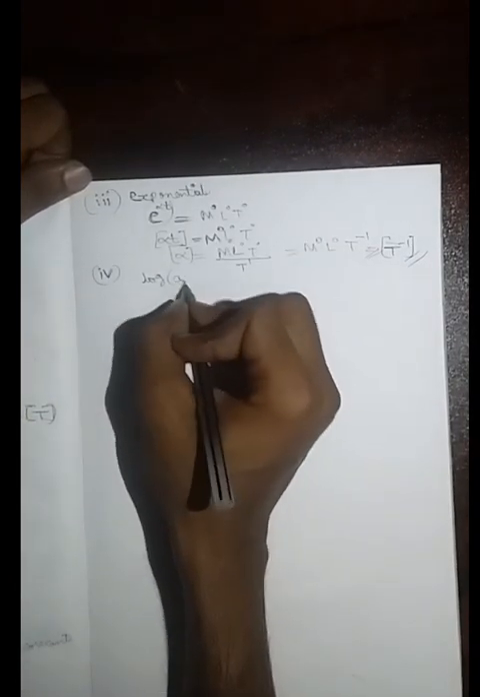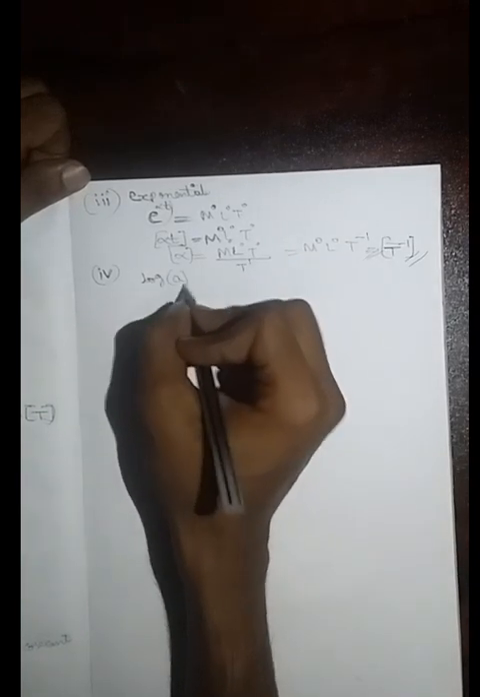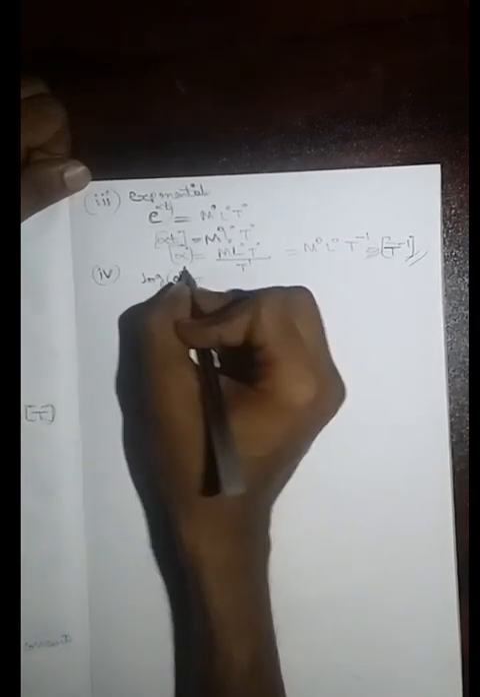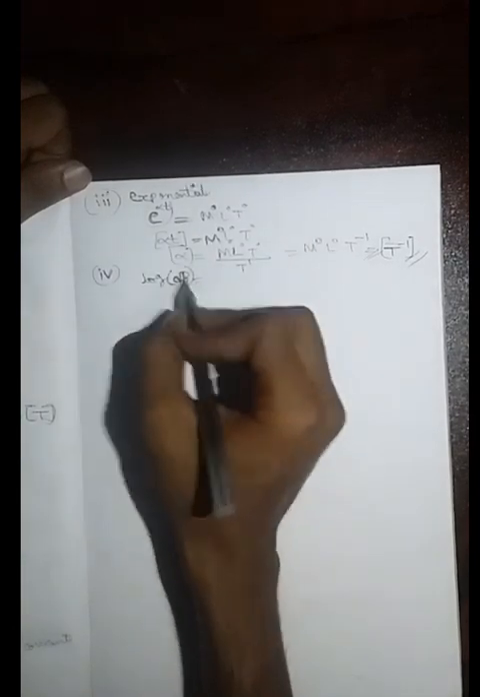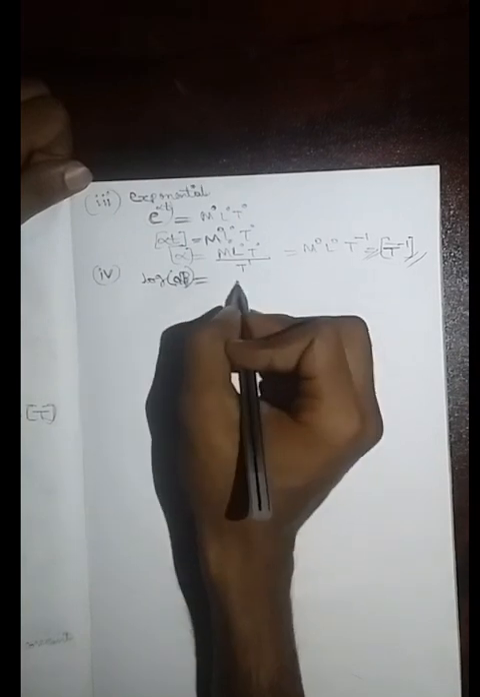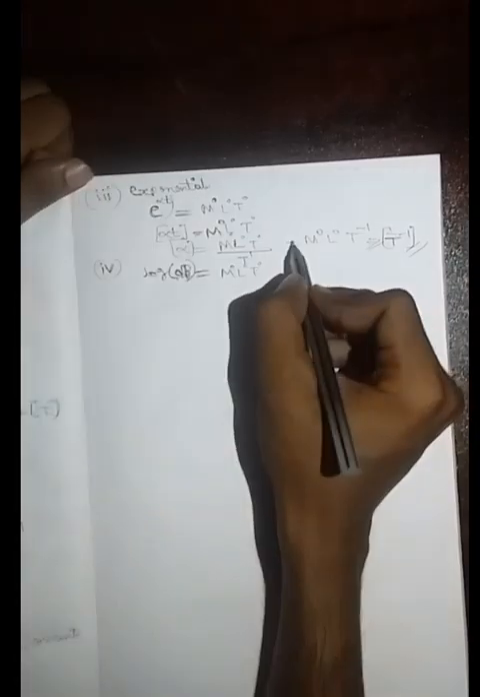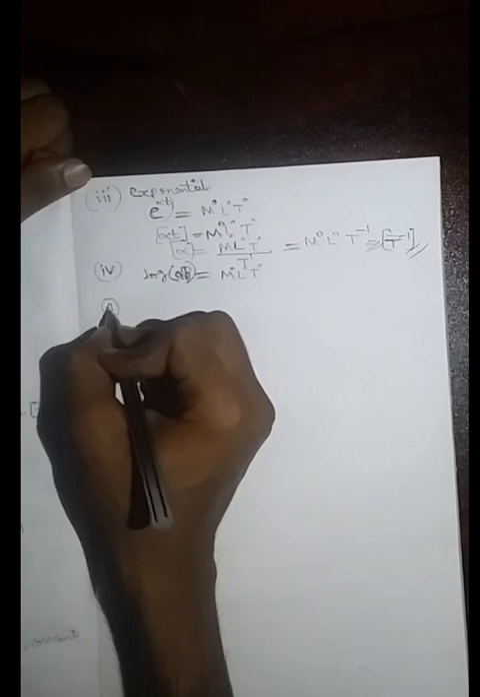And it is also the same case for log. If we have something inside of the log function, it too gets cancelled to give the dimension as M power 0, L power 0, T power 0, that is, no dimensions. So let's take up some questions on this note.